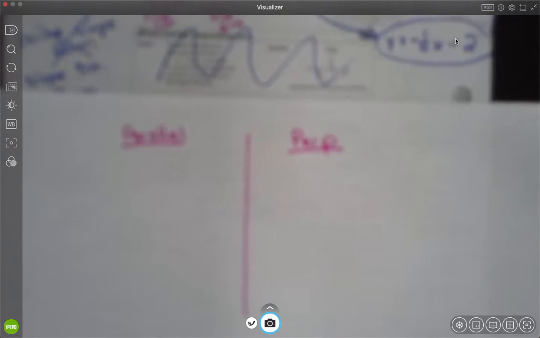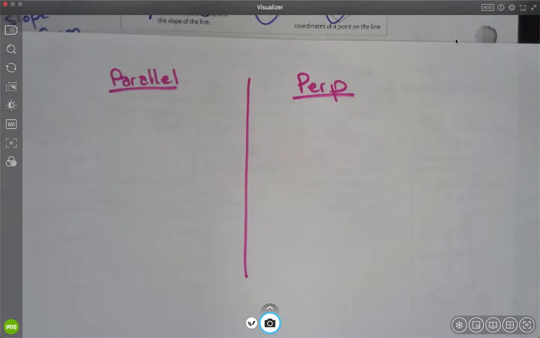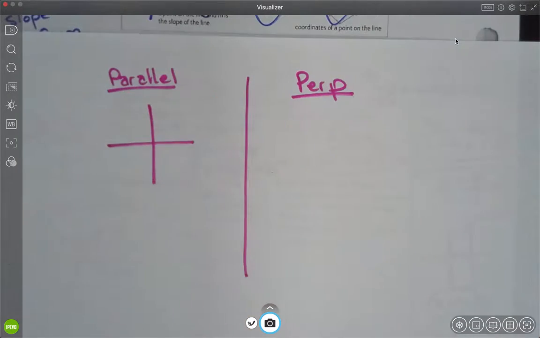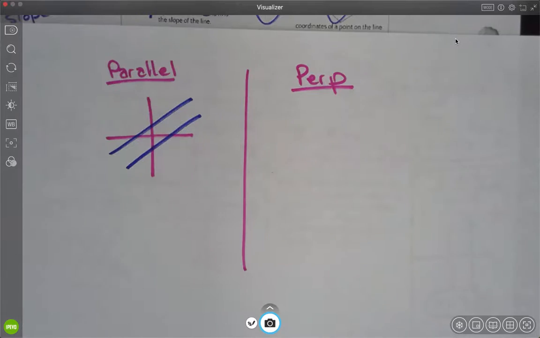Show me with your arms what parallel lines look like. What do parallel lines look like? Okay, so I'm seeing this, or I'm seeing this, or Ashton's doing this, right? What happens with two parallel lines? They never touch each other. So let's talk about these two parallel lines. This guy and this guy, okay? Those are my two parallel lines, all right? Let's look at parallel lines.